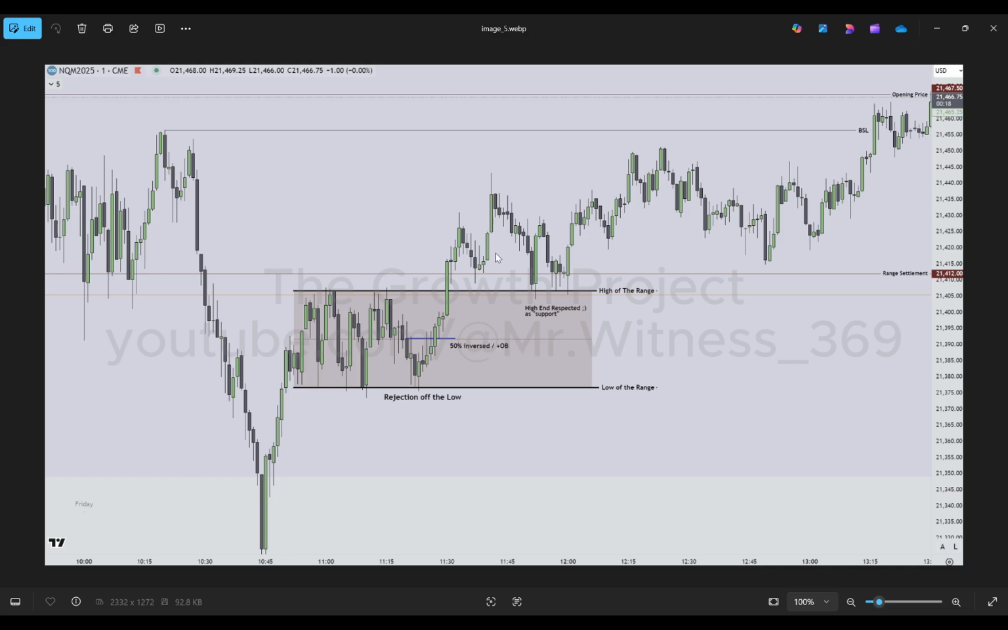Mark it like this, take a screenshot, remember the economic calendar and the time that the trade took place, and post it in the homework channels.